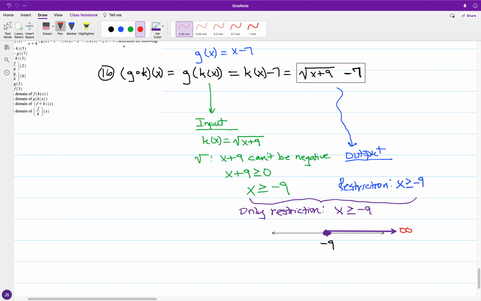And so in the case of the domain of G composed with k of x, again, we're going from and including negative 9. So negative 9 is going to be in the brackets. And we have going out toward infinity.